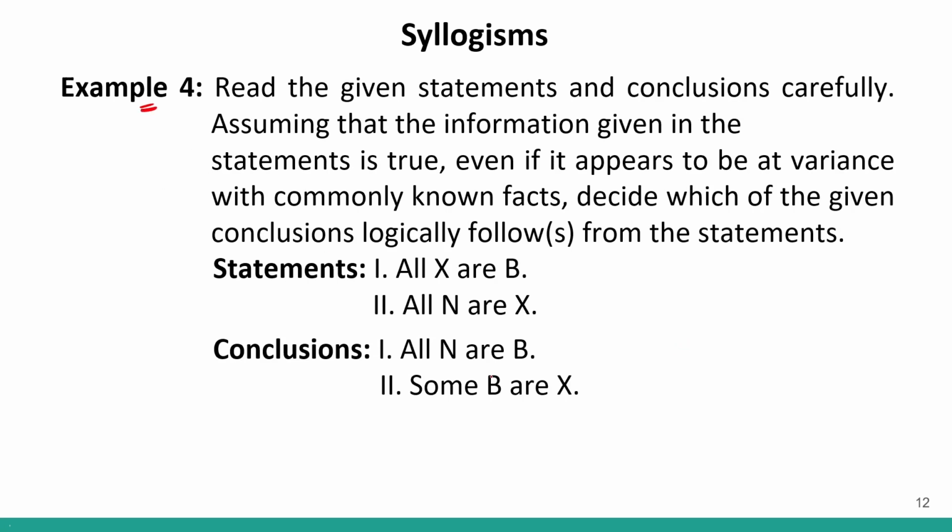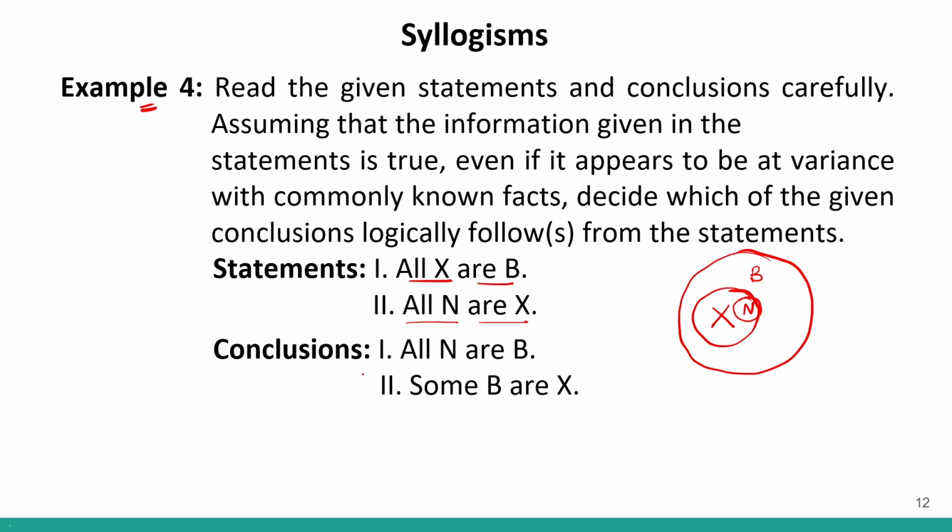Example number 4. Example number 4 says there are two statements, two conclusions. Let us look at them. All x are b. So it can be represented like this. All x are a part of b. So b will come over here. All x are b. Correct? All n are x. That means there will be a subset over here that will have n. So all n are part of x. This will be my diagram.